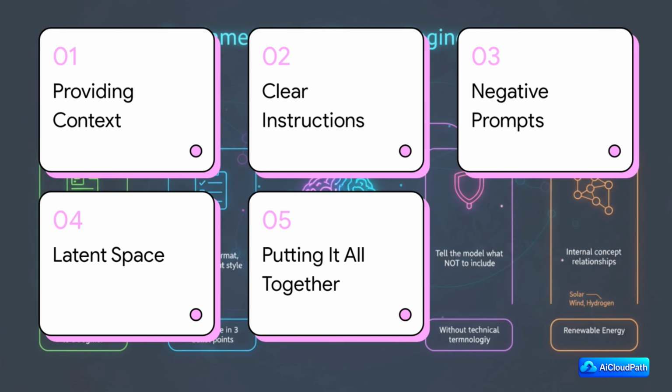All right, so to really nail this down, we're going to walk through four key pillars. First up, we'll talk about providing context. Then we'll get into giving super clear instructions. After that, we'll look at the surprising power of something called negative prompts. And finally, we'll dive into a really cool, a little more advanced concept called latent space. By the end of this, you'll see exactly how all these pieces click together.